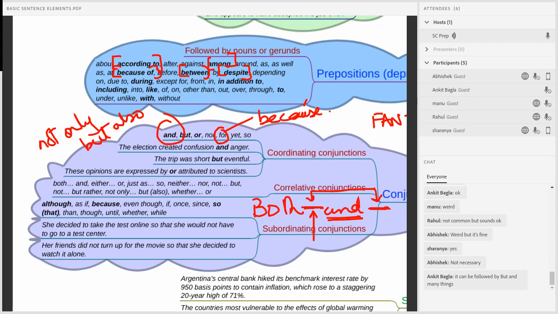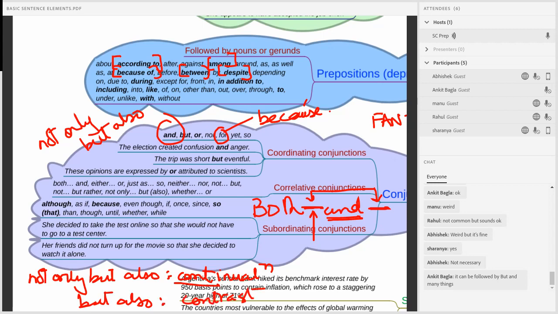So to be very clear, not only but also is a continuation. If you use but also without not only, this is a contrast. So there is a meaning difference. Not only but also, continuation. But also on its own, contrast.